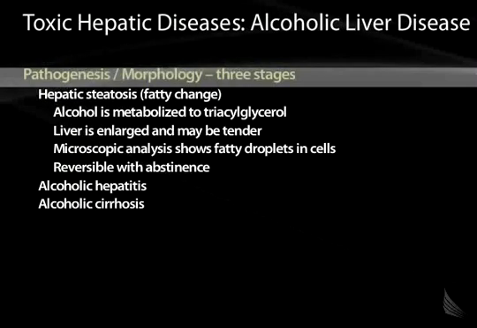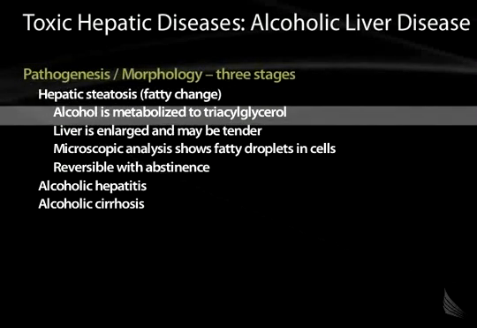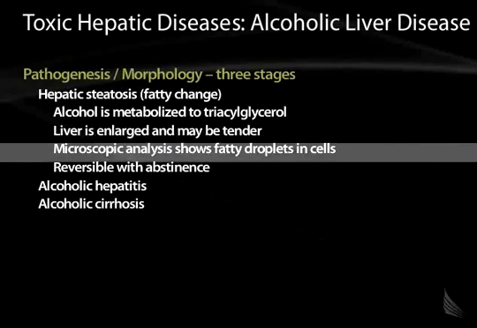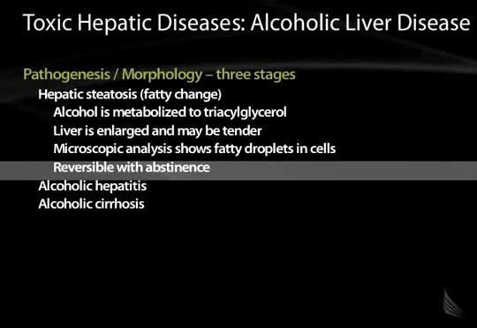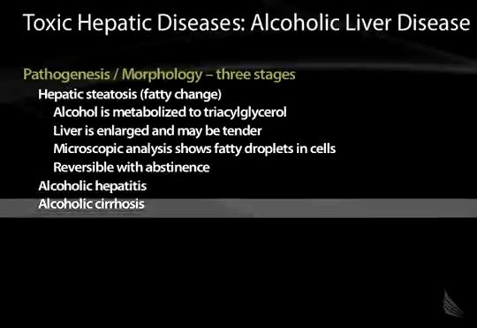Alcoholic cirrhosis usually has 3 stages. There is the hepatic steatosis phase, which is the fatty changes, in which alcohol is metabolized to triacylglycerol. The liver is enlarged and may be tender, and the macroscopic analysis shows fat droplets in the cells. This disease is reversible with abstinence. Then you get the alcoholic.